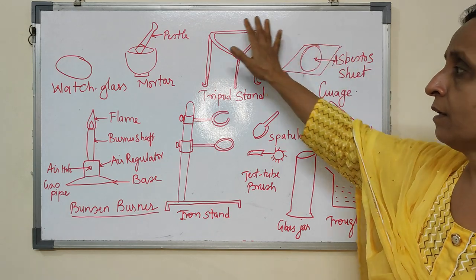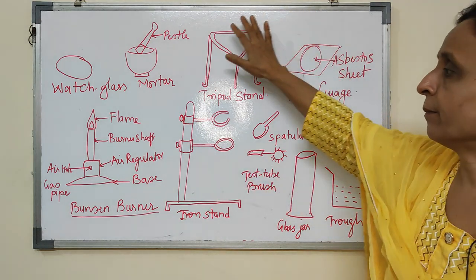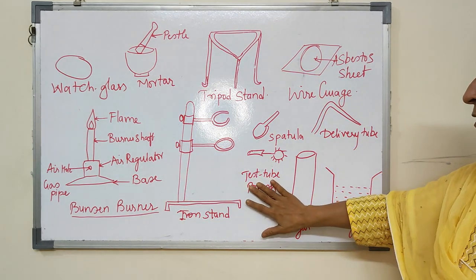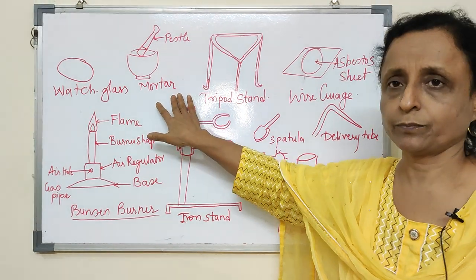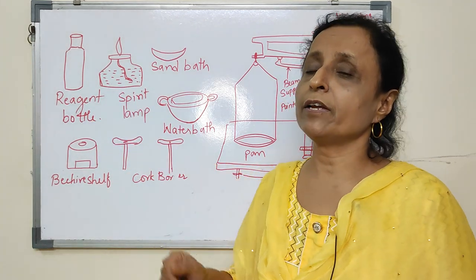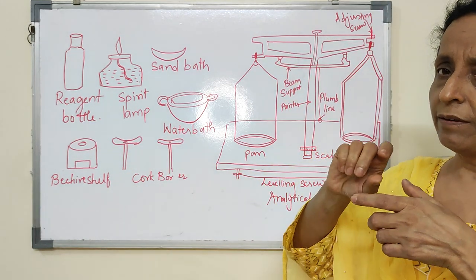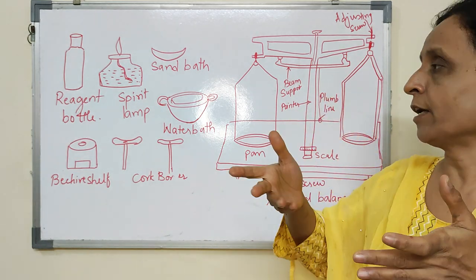So this apparatus is used in the chemical lab for these purposes. You will see many more coming now. Now, reagents are very important in chemistry. Whenever a chemical reaction takes place, you have to add certain reagents to see the chemical reaction.